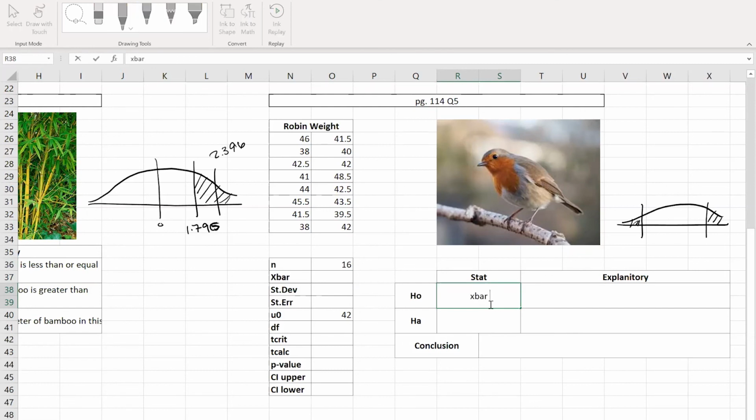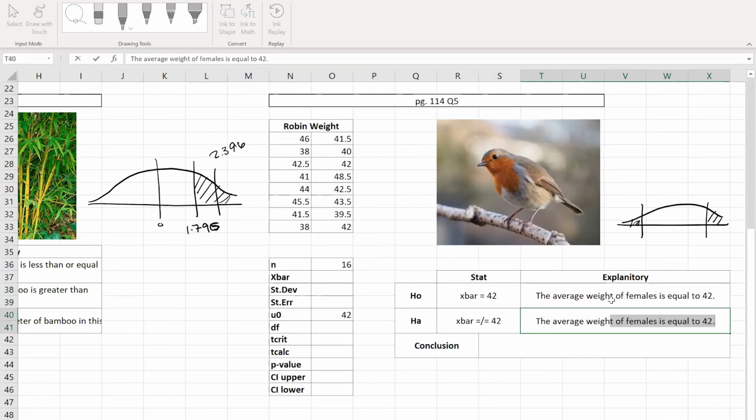So the null is X bar is equal to 42. The alternative is X bar is not equal to 42. I'll write it the same way I have the others. The average weight of females is equal to 42. The average weight of females is not equal to 42.